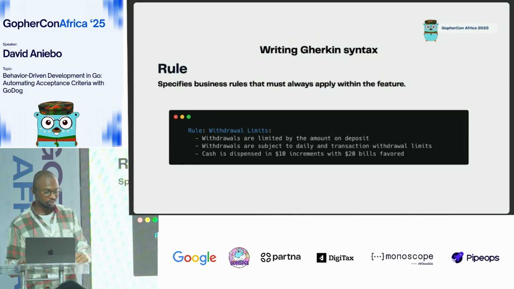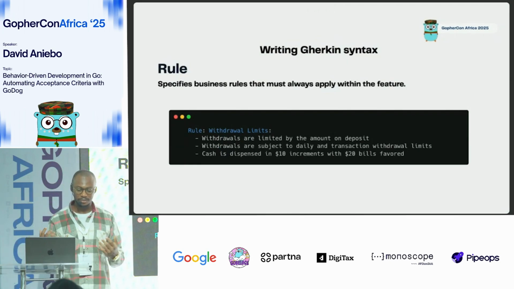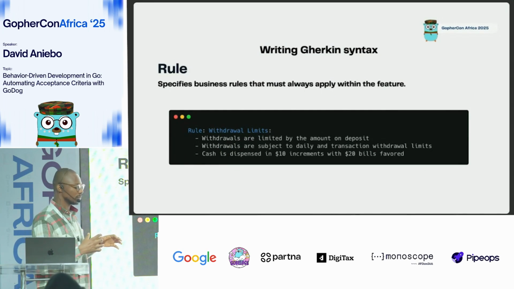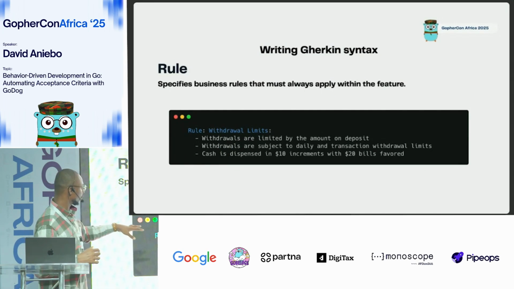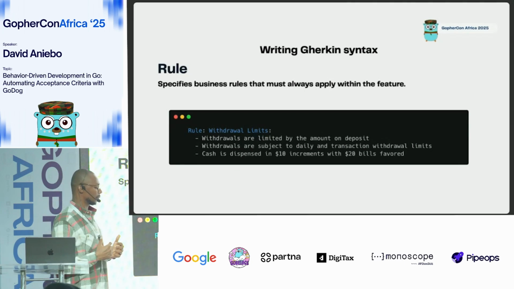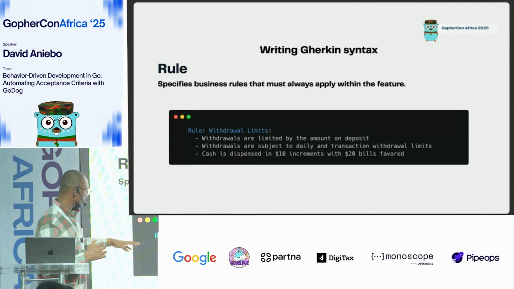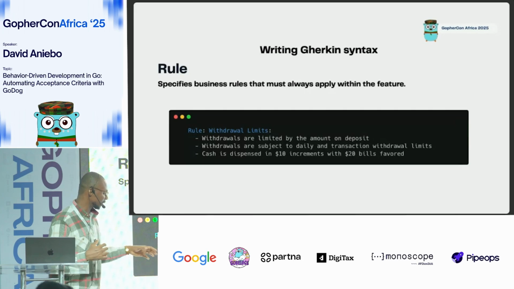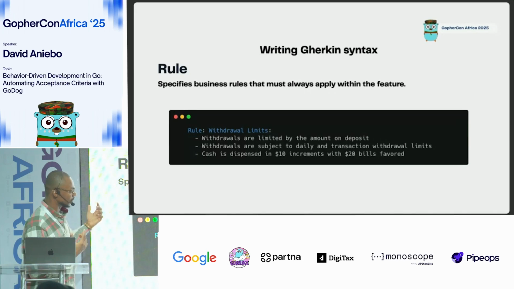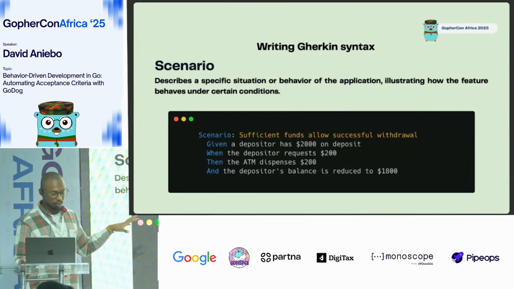So we have the next one, rule. Most of the time I don't use the rule, but it helps the team to stay aligned. So the rule here is the withdrawal limit. Withdrawals are limited by the amount of deposits. I mean, you don't want to withdraw what you don't have in your account. Withdrawals are subject to daily transaction withdrawal limits. Cash is dispensed in $10 increments with a $20 minimum. You also have the scenarios.